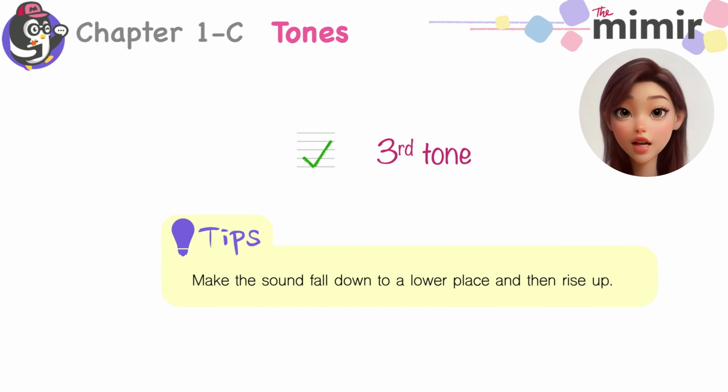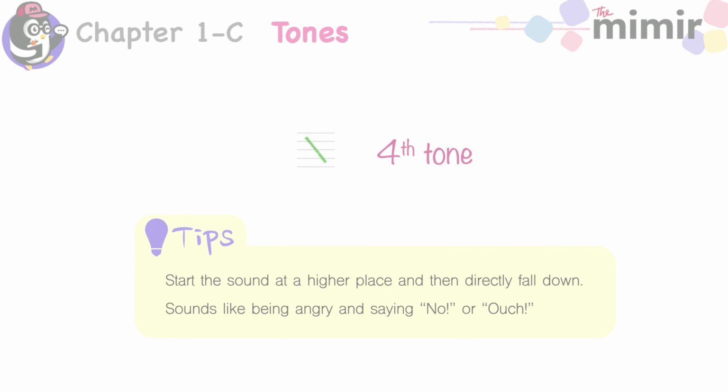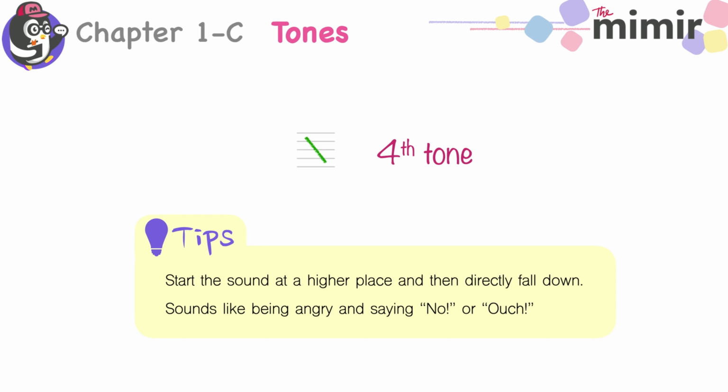The tips to pronounce the third tone. First, you should make the sound fall down to a lower place, and then you rise up. A. When you pronounce the fourth tone, you should start your sound at a higher place, and then you directly fall down. It sounds like when you are saying no or ouch. A.